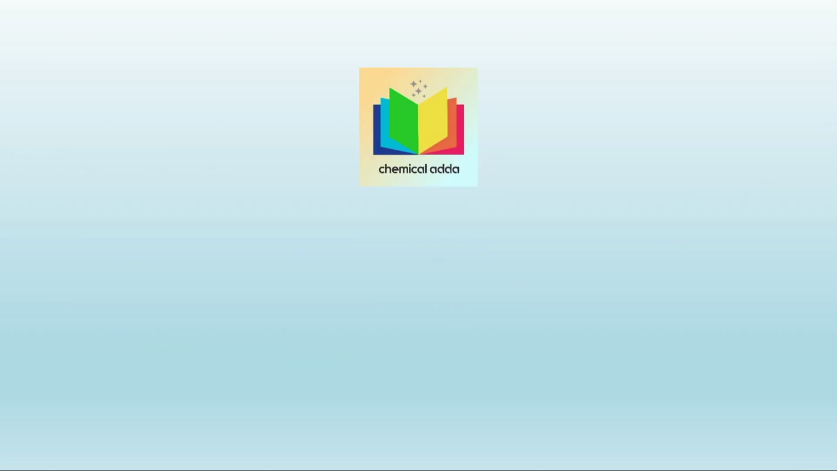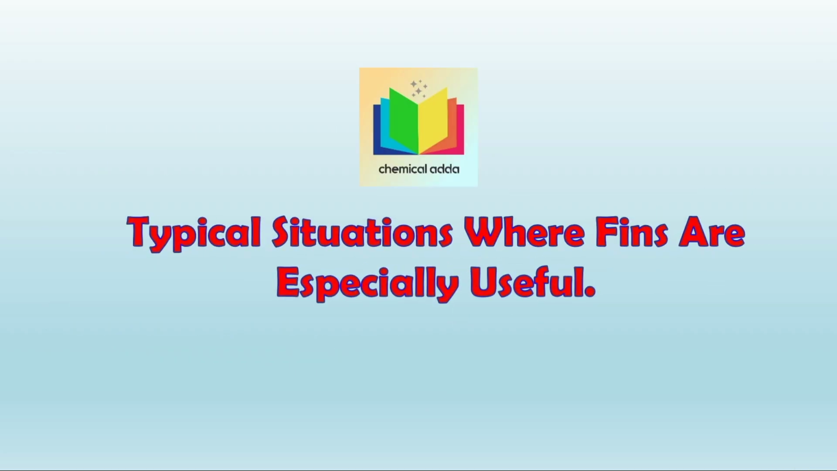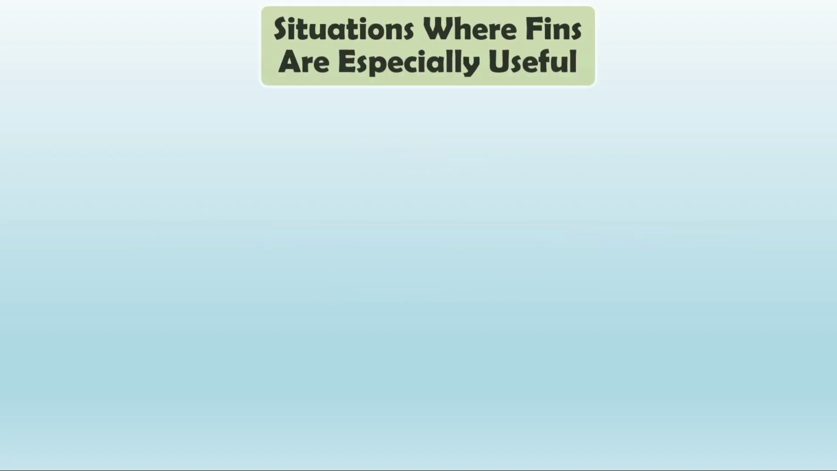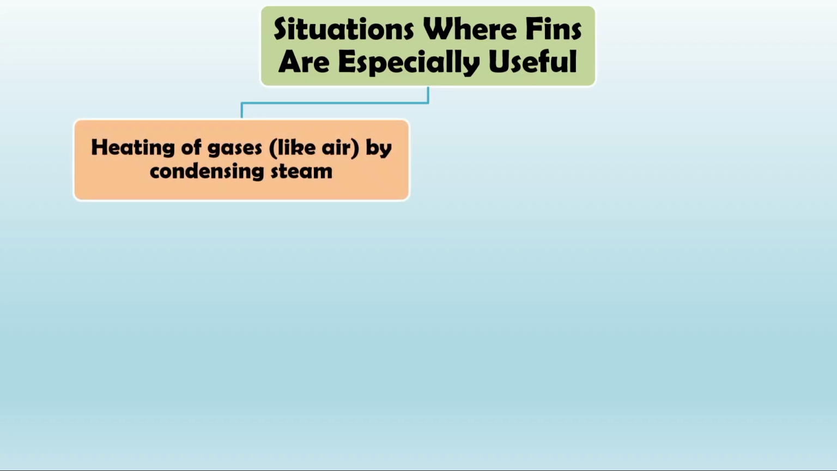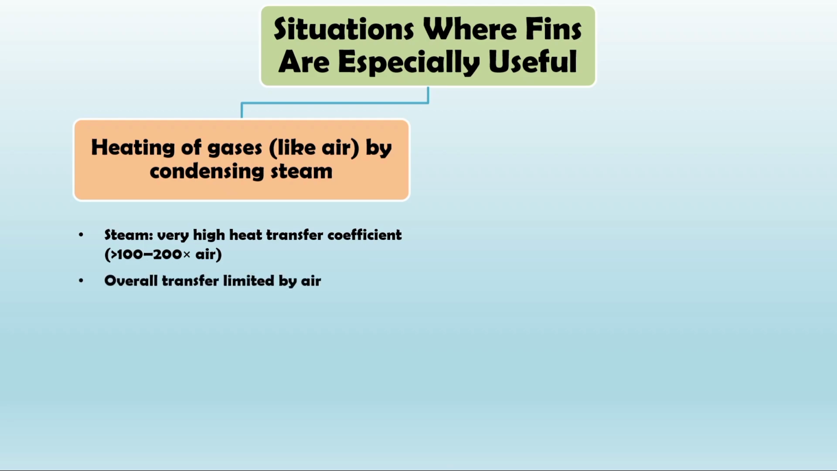Now, let's understand typical situations where fins are especially useful. To understand this better, let's look at a couple of common situations. First situation is heating of gases, like air, by condensing steam. In this case, steam has a very high heat transfer coefficient, often 100 to 200 times greater than air. But air is the limiting side, so the overall coefficient is nearly equal to that of air. And as a result, a very large tube length would be needed without fins.